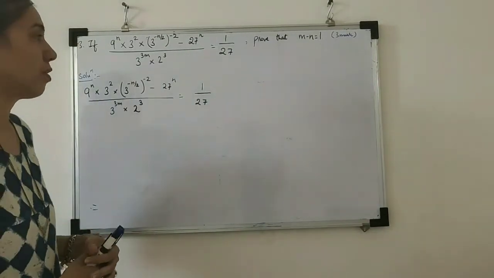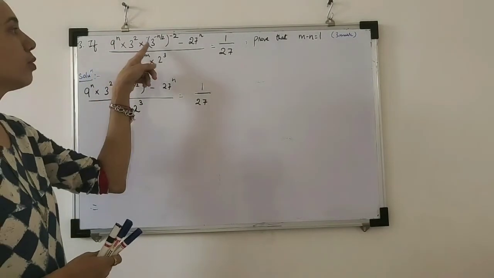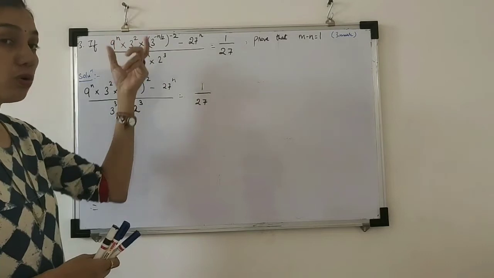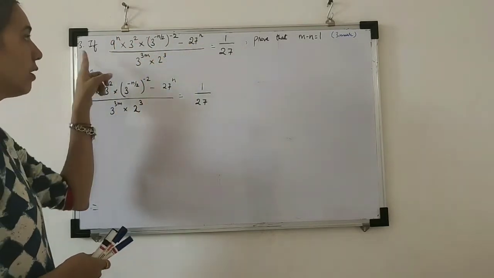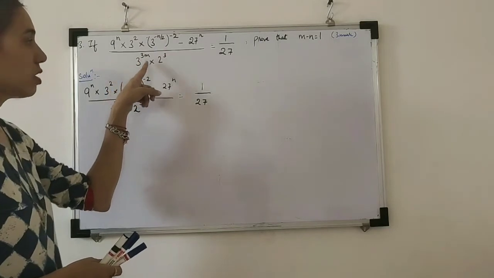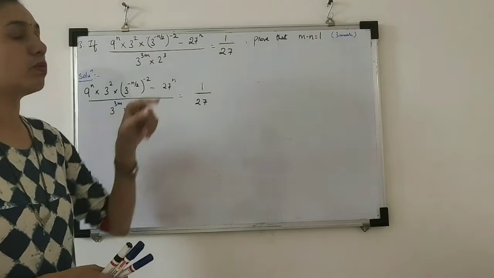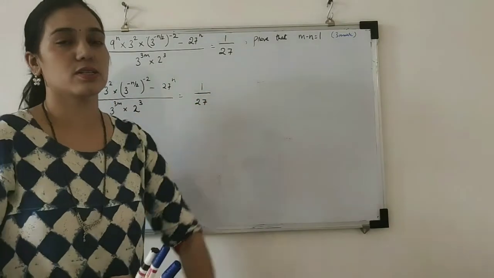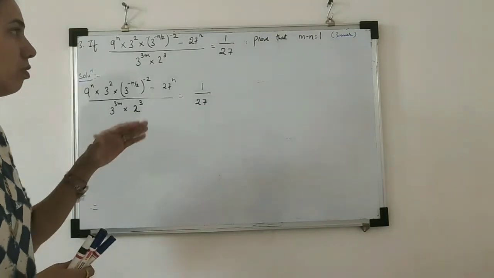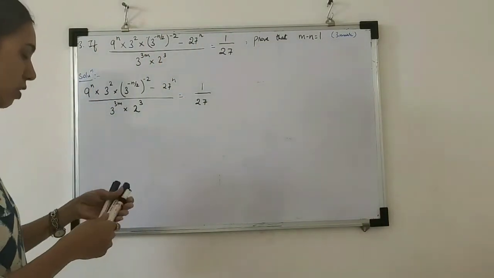Let us see the third problem. (9 raised to n into 3 square into 3 raised to minus n by 2) whole raised to minus 2, minus 27 raised to n, divided by 3 raised to 3m into 2 cube, is equal to 1 upon 27. If this is given, you have to prove that m minus n is equal to 1. So this condition is given and you have to show m minus n is equal to 1. So let us solve this one.